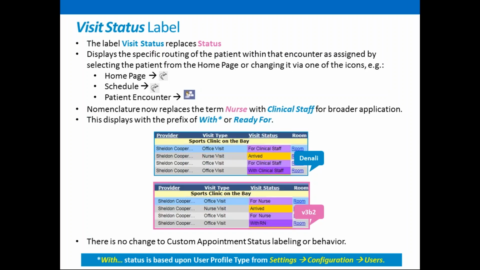Now, if you use custom appointment statuses in your practice, there is no change to that. So you can still have an appointment status that says nurse if you would like that designation. But you would have to create that now as a custom appointment status because the default is no longer going to say nurse. It will say clinical staff.